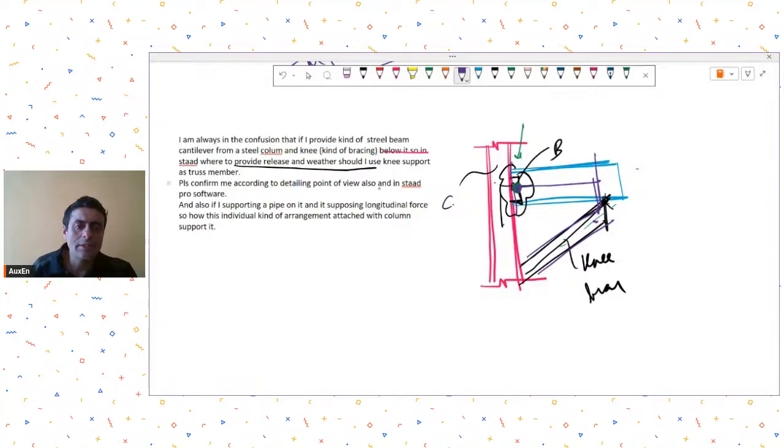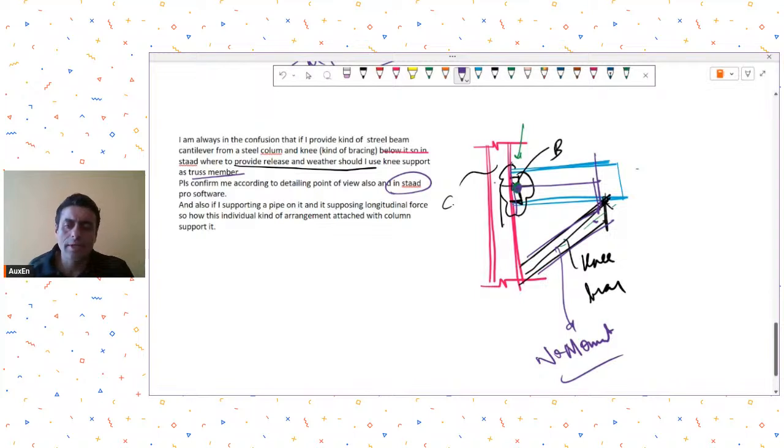Now in the knee bracing, do not give it as a truss member, because what will happen is that if you give it as a truss member, no moments it will take. That will be a problem, because you're not going to create such a thing in your actual connection detailing. So do not give a truss member to knee brace. Okay.